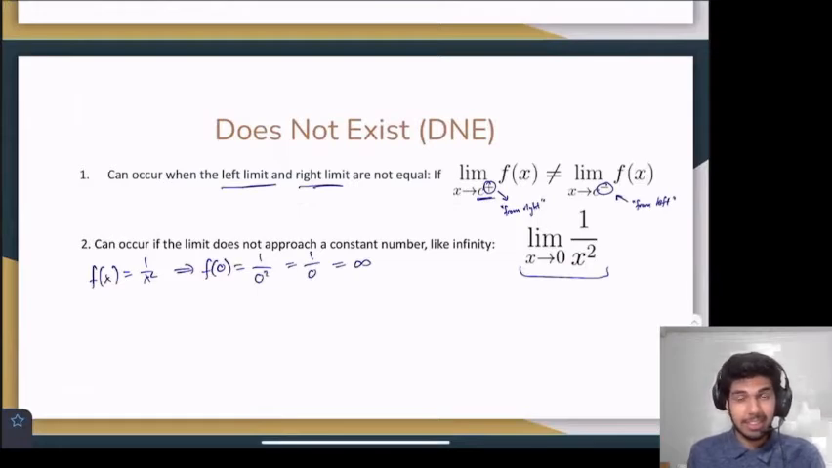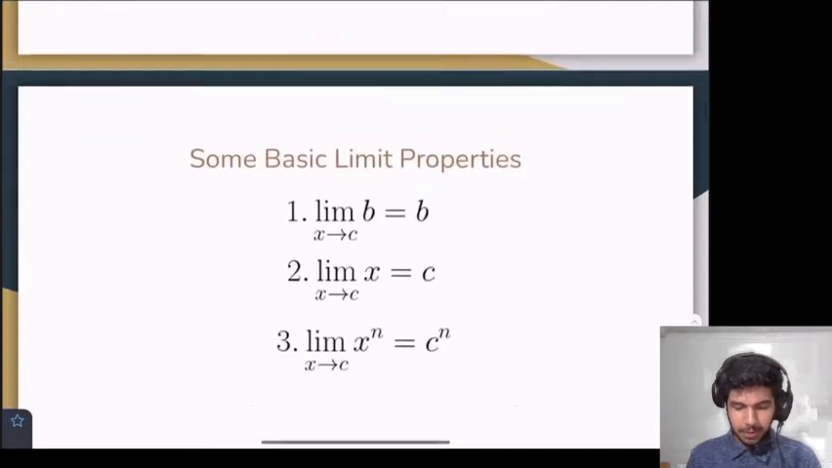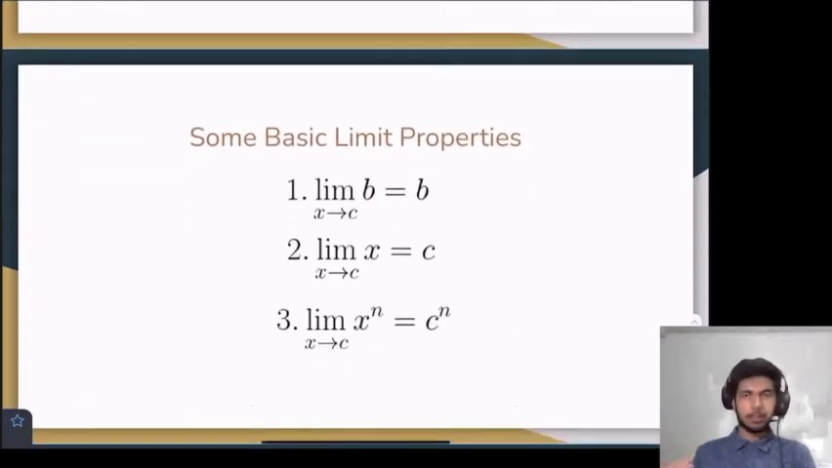And that's not a constant number, right? So in that case, the limit doesn't exist, or it may not exist. The keyword here is can. Just because the limit doesn't approach a constant number does not mean that the limit doesn't exist. There are some edge cases to consider, but this is just a good signal of when the limit could not exist.